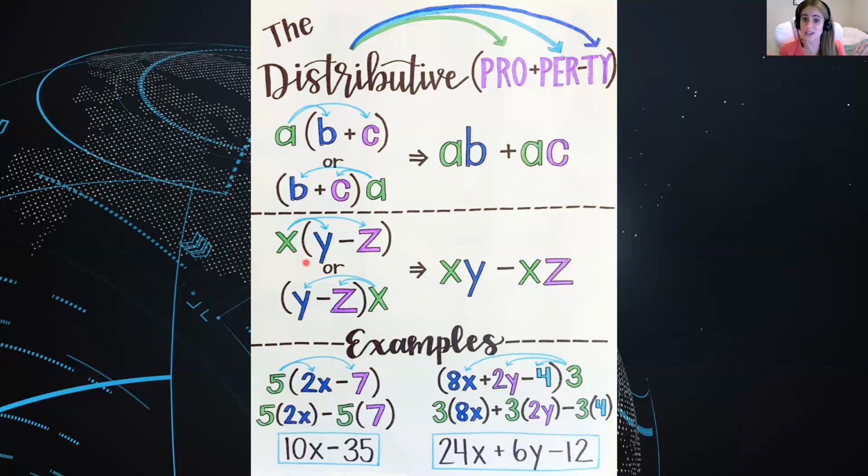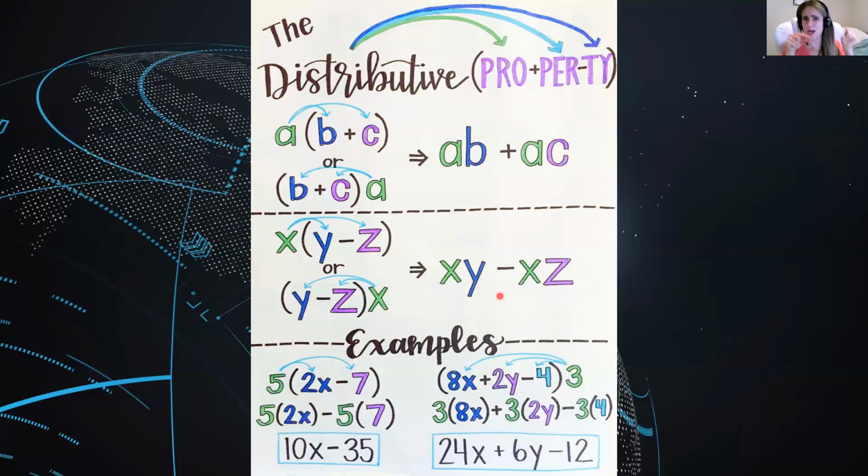This example, we used x, y, z. We distribute, so we multiply the value on the outside of the parentheses to every term on the inside. x times y, and then x times z brings us to this. And sometimes that's as simplified as you can get it. You may not have any like terms to combine, and that might just have to be your answer.